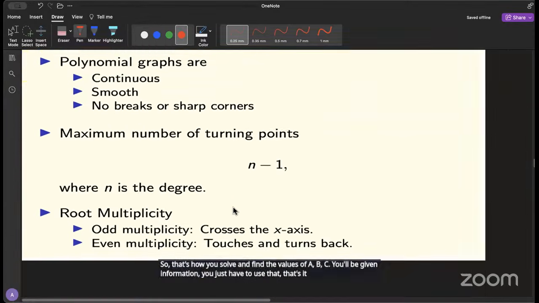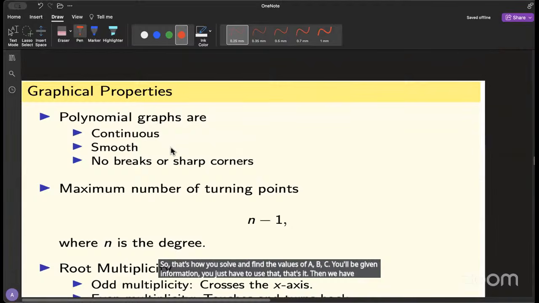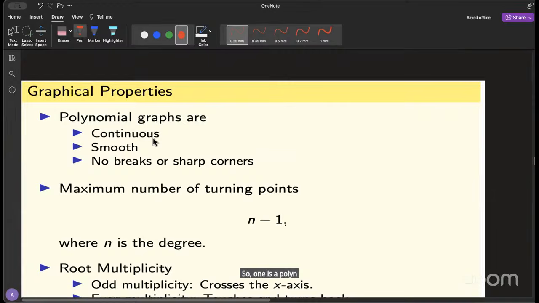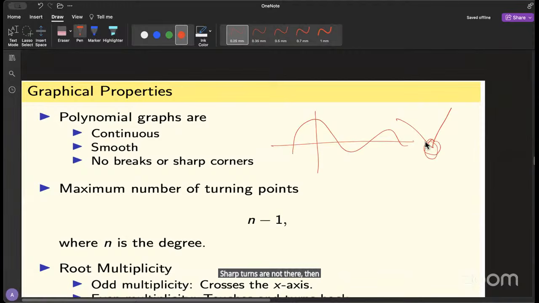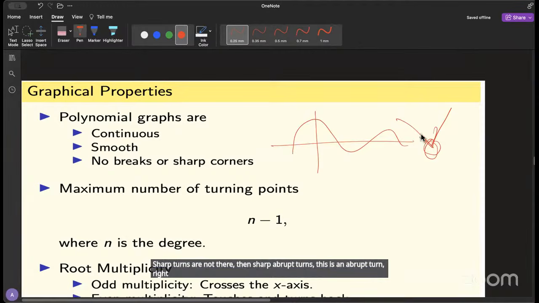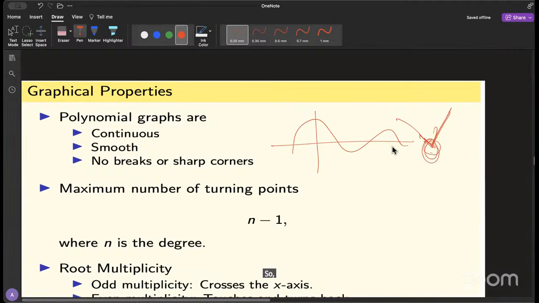That's it. Then we have this thing, graphing of polynomials. So one is, polynomials are always continuous and they're always smooth. That means the graph of a polynomial always looks like this only. It cannot have sharp turns like this. This is an abrupt turn, right? Where you were going here and then suddenly you moved here. This is not going to happen in a polynomial.